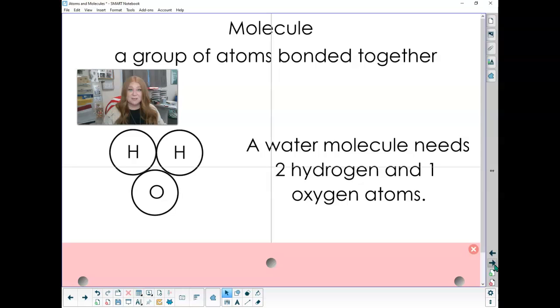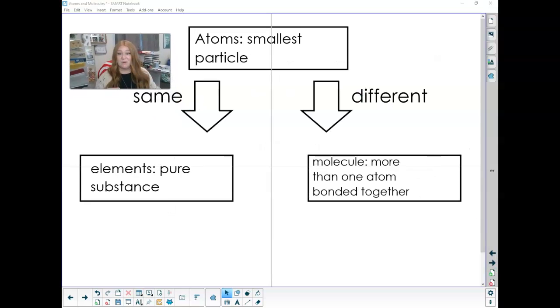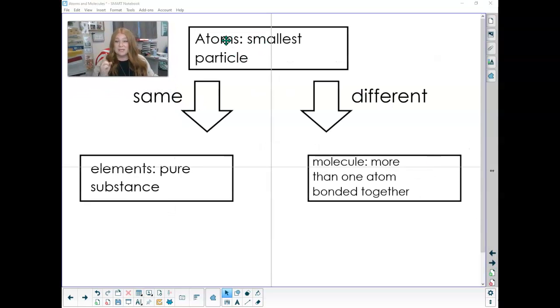So we have those three main vocabulary words. Atoms is that singular unit. When we have that same type of atom, that's when we get an element. Just that same thing over and over. That's an element. They're pure.